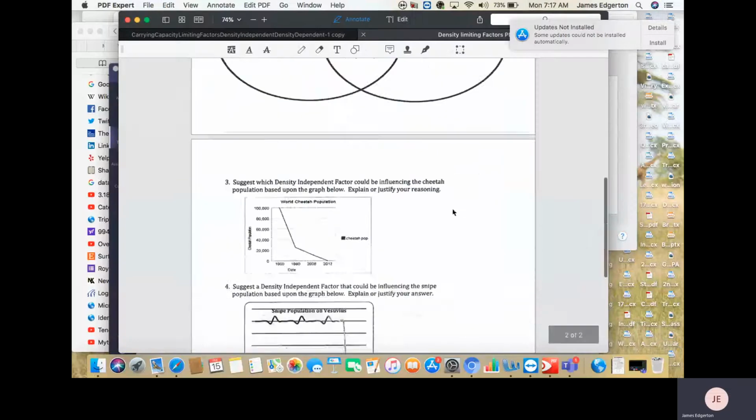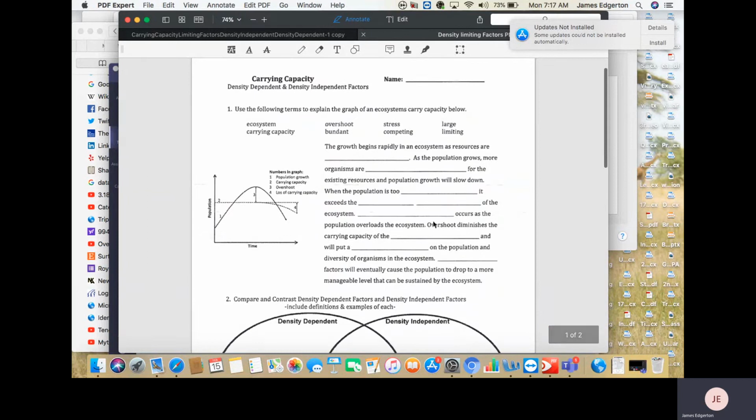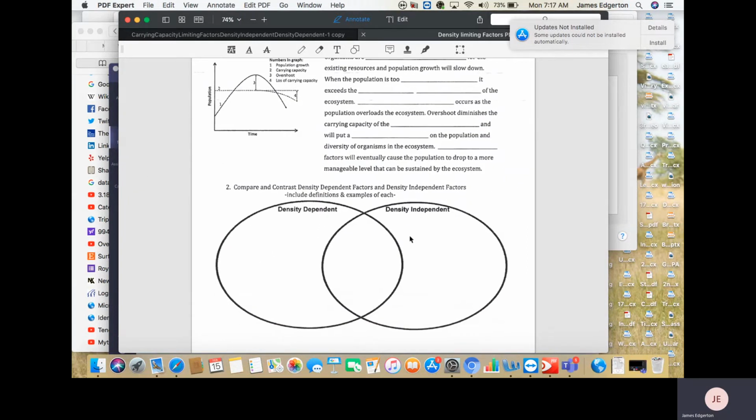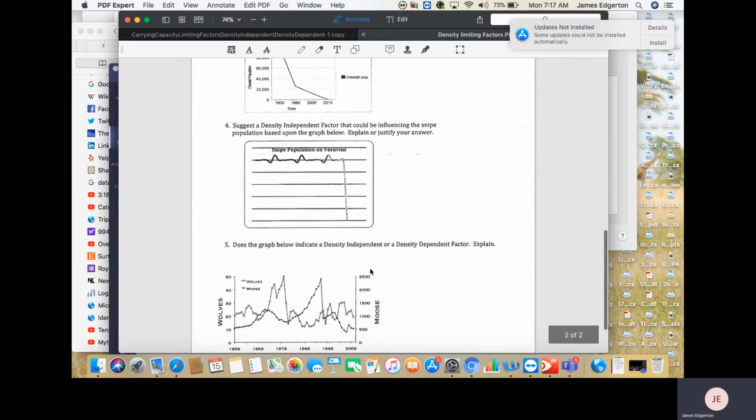Let me share my screen here. So your work for this morning, you have some fill in the blank here, and you have some compare and contrast, and then some graphs.